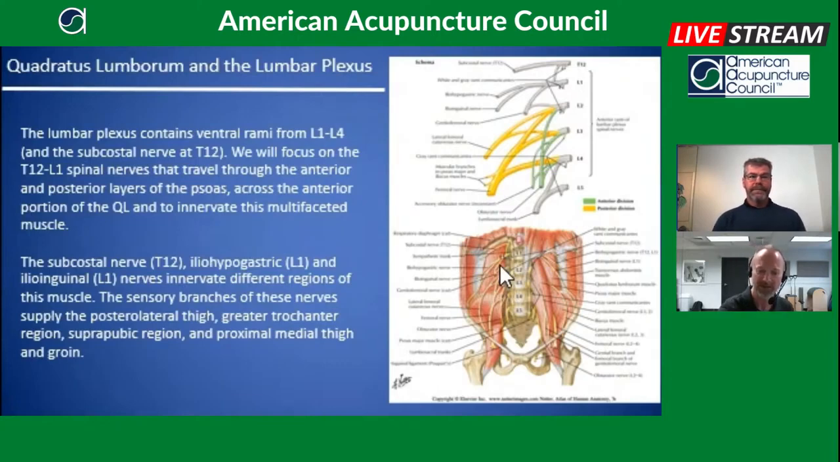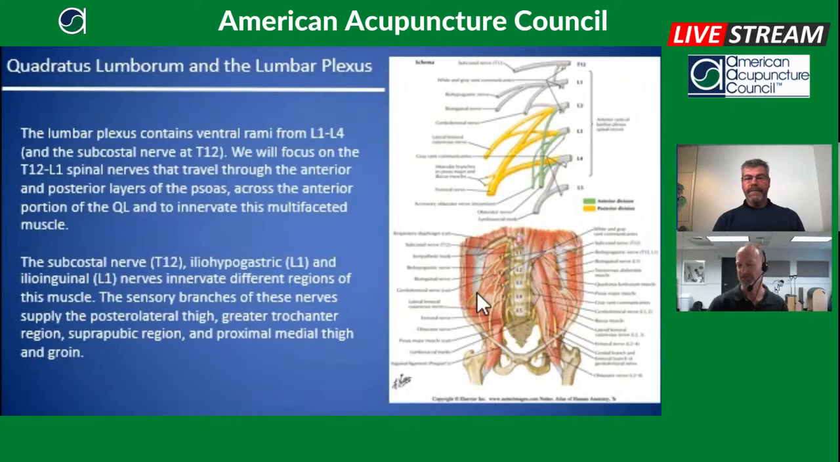But something to bear in mind as we get a little farther in the lecture, we'll come back to this and talk about it: if we follow these nerves that wrap around the posterior part of the abdominal wall and start to become anterior, they have cutaneous sensory branches that supply the skin and the sensory aspect for the posterior-lateral gluteal region. I think that says thigh, but that should really say the gluteal region, the greater trochanter region, the suprapubic region, and the proximal medial thigh and groin.